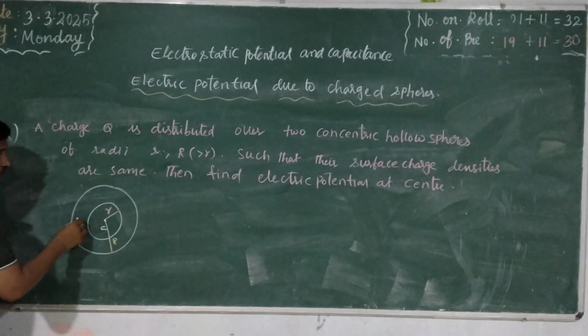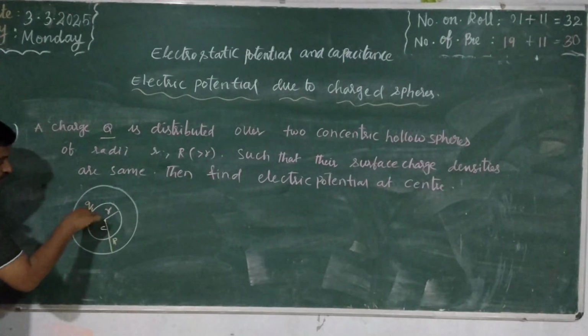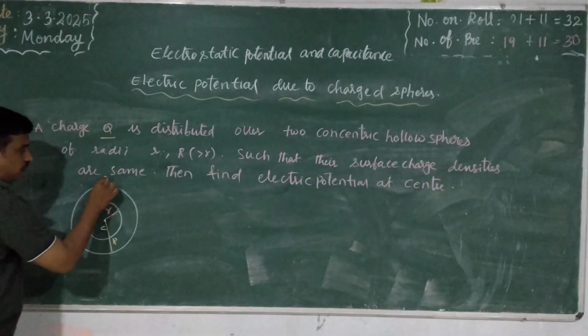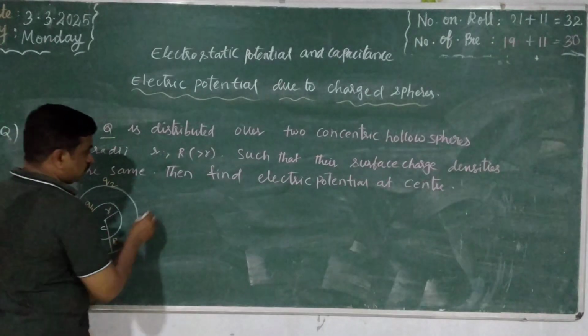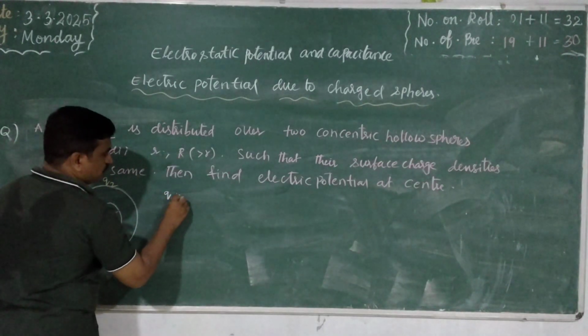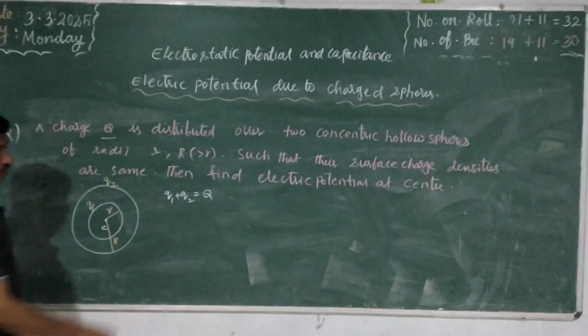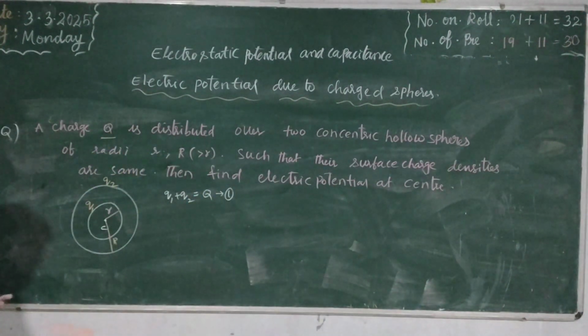The total charge given is capital Q, which is distributed over the concentric spheres. We don't know the individual values, so the first is Q1 and the second is Q2. What is the total charge? Q1 plus Q2 equals capital Q. We take this as equation 1.